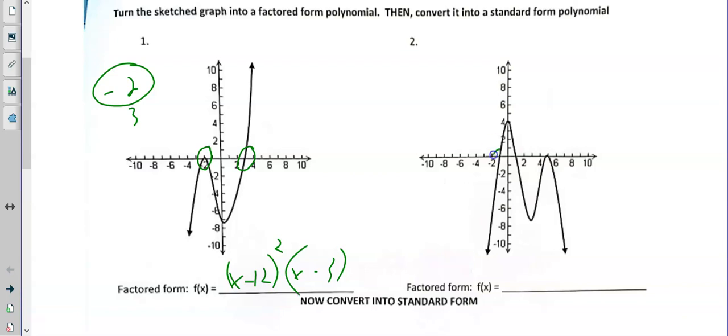On this one, notice I have a -1, it goes through, a +1, and it goes through, and then I have a +5, and that's a bounce. So for the -1, that's x plus 1. For the +1, that's x minus 1. And for the +5, that's x minus 5 squared.